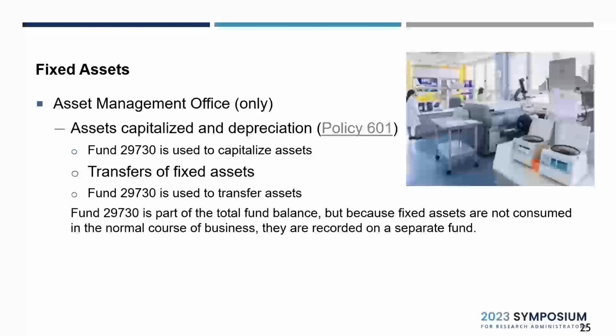For fixed assets, the university has a capitalization policy depending on the cost, type, and useful life. We have included a link to the policy that includes additional details. Transactions such as adding or transferring capital assets like equipment are recorded by the Asset Management Office. Also, it is important to note that Fund 29730 is the fund used for capitalization purposes. Fund 29730 is part of the trial balance and is part of your total fund balance, but because fixed assets are not consumed in the normal course of business, they are recorded in a separate fund. Next slide, please.